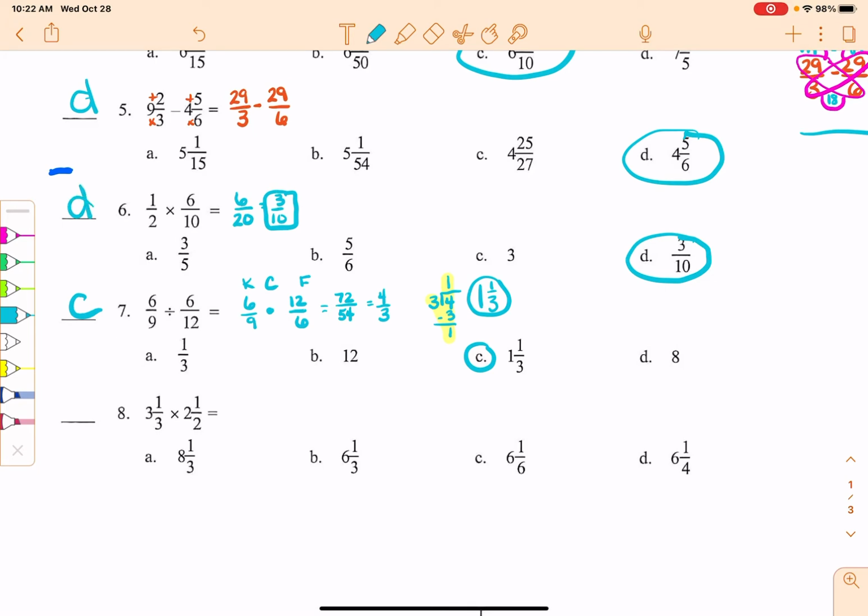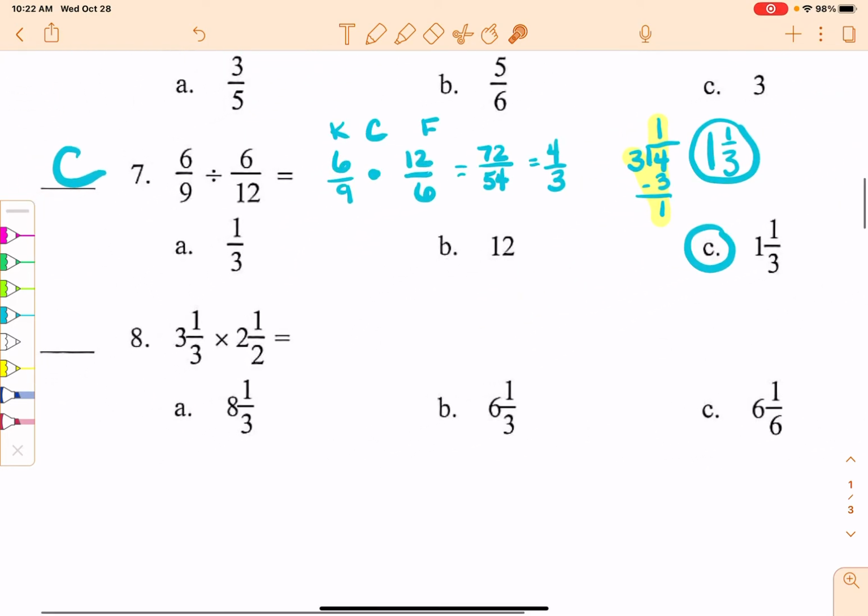Okay, now I think 6 and 7 are the easier of the multiplying because they're already in fraction form. As we go to this next one, you're going to notice it's not set up in fraction form. So I'm going to have to start by putting the multiplication and symbols in there. So 3 times 3 is 9, plus 1 is 10. So 10 over 3. 2 times 2 is 4, plus 1 is 5. So it's 5 over 2.